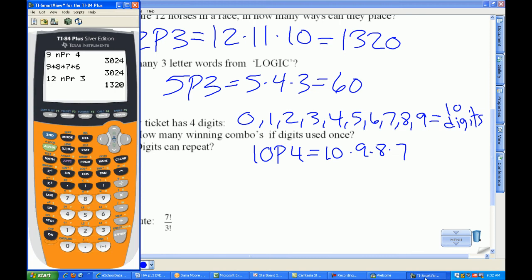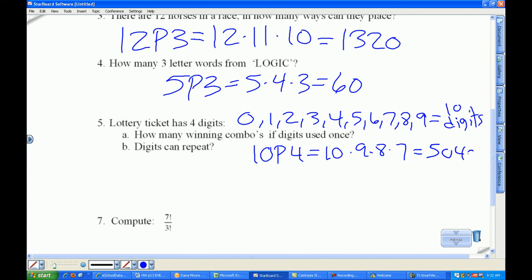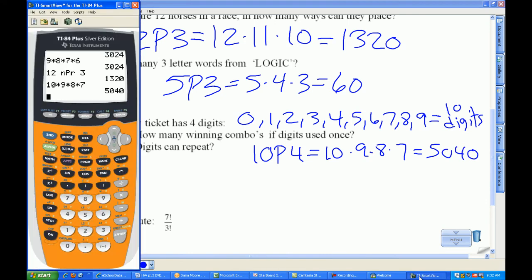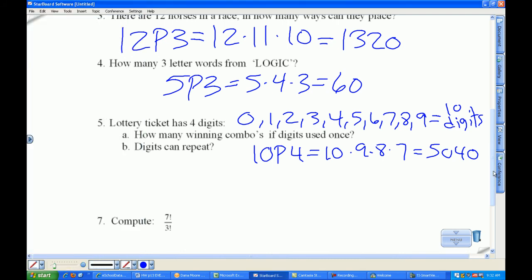So those numbers are a little bit bigger. 10 times 9 times 8 times 7 gives us 5,040. Remember, you can do that by hitting 10, math, going over to the PRB tab, and selecting choice 2 there, and putting in a 4, nP4. Okay, so either way, just multiply the numbers out if the list isn't too big, or you can get into that math menu. How about if the digits can repeat?